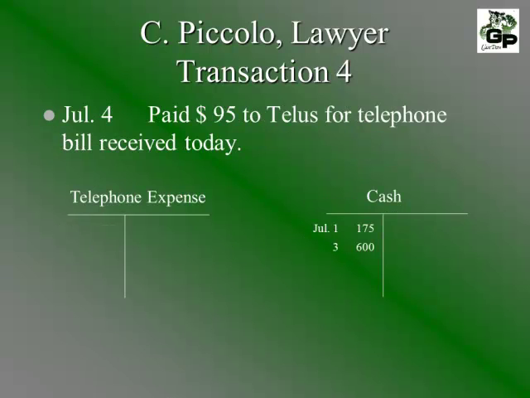On July the 4th, C. Piccolo paid $95 to TELUS for telephone bills received today. So that becomes a telephone expense. And we've learned earlier today that expenses increase on the debit side. And cash goes down $95, so that's a decrease on the credit side of $95. Telephone expense is an expense account, obviously, and cash is an asset account.